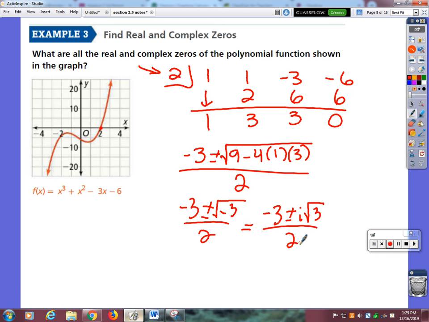Jared? Yeah, you should get this far. What you don't have to do is, if this came out to be 12, simplify the square root. You just leave whatever number is under there. But yeah, just change that into an i, and you're good. Okay? So those are our answers.